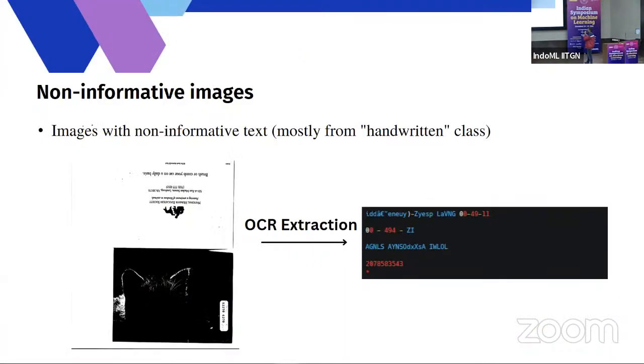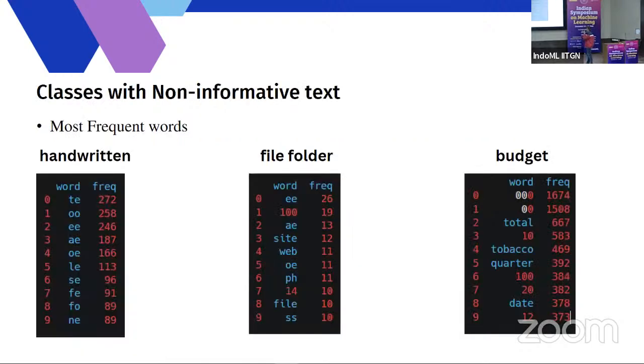And coming to challenges, even though the majority of the images have informative text extracted from OCR, there are some images where the extracted text is not meaningful. Here in this case, the image is vertically flipped. That's why the extracted text is not at all useful. And these are some of the other classes, and the corresponding top 10 frequent words are shown. For example, the handwritten class has top 10 frequent words which are not at all informative or meaningful. And a similar trend is seen in file folder and budget.